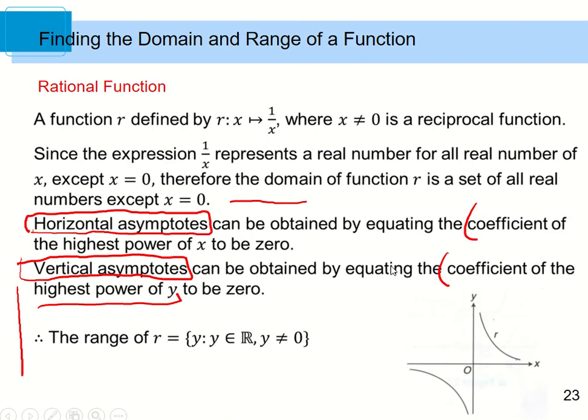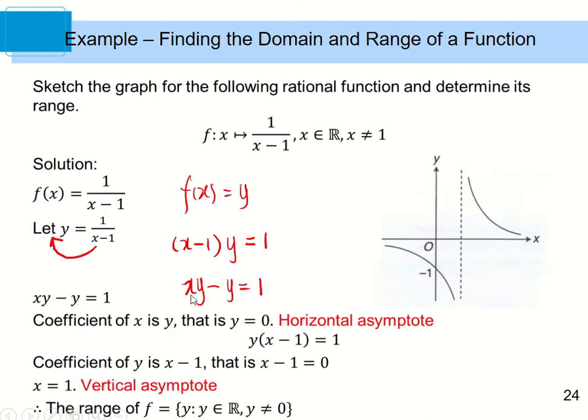So this is the meaning. To find the horizontal asymptote, we let the coefficient of the highest power of x be 0. We only have one x here. The coefficient is y. Let this be 0, and we can get the horizontal asymptote. So this line is y equals 0.